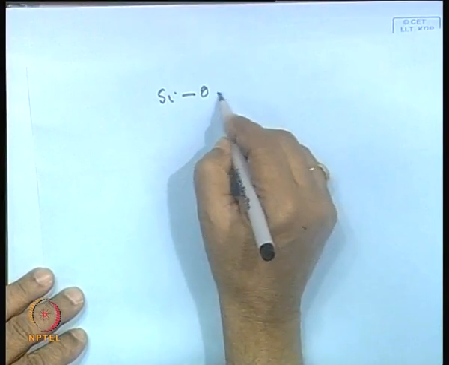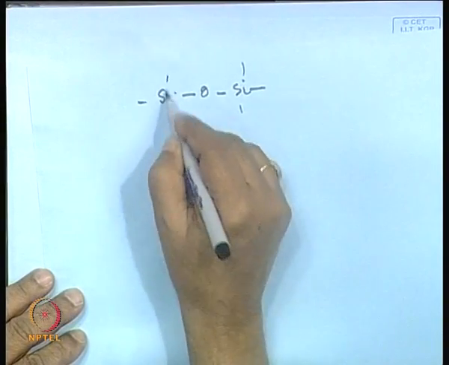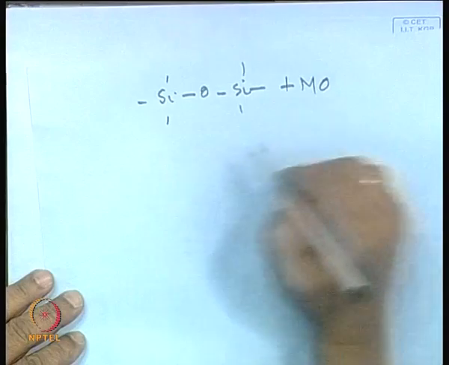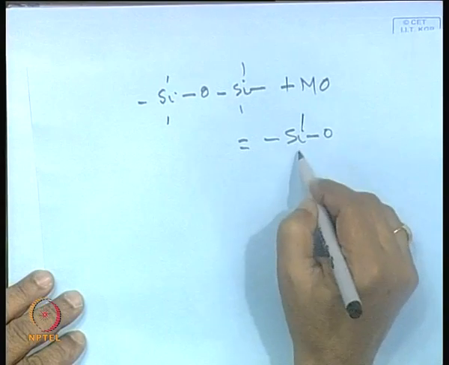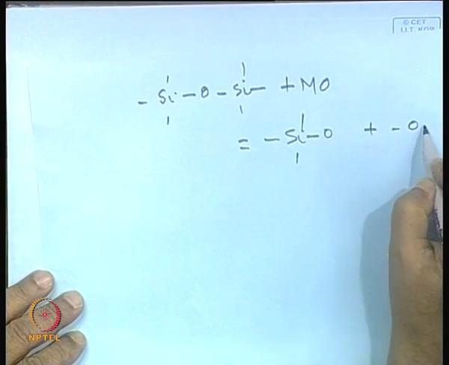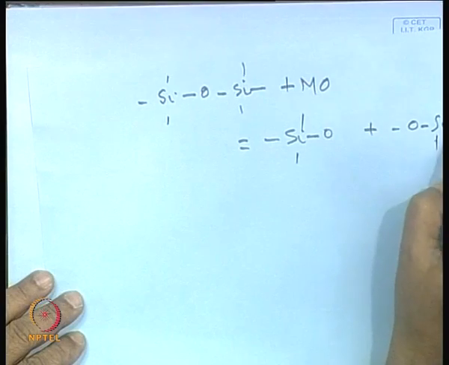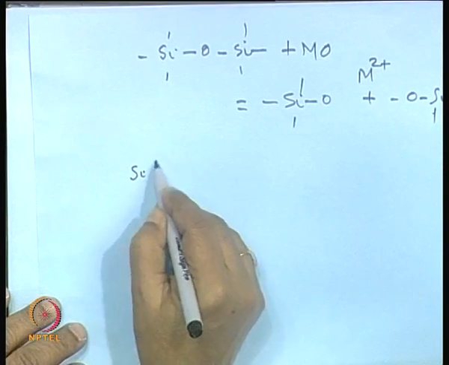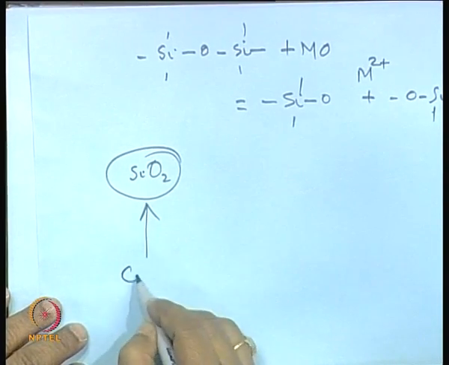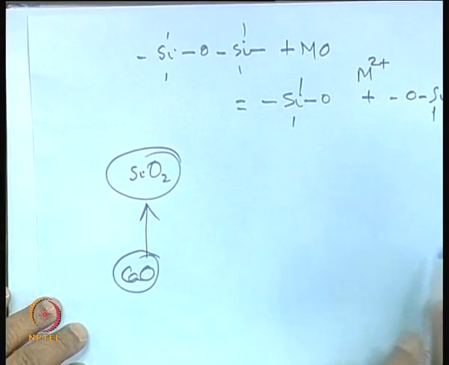So, we can represent the reaction like this. This will happen with any metal oxide you have added. We have broken it into smaller units, and the metal ion is hanging around. Now, in silica, the more calcium oxide you add, the more fluid it becomes, because the more bonds are broken, the flow units become smaller and smaller and smaller.